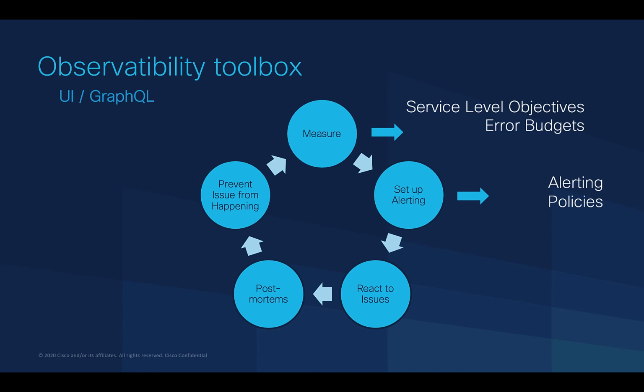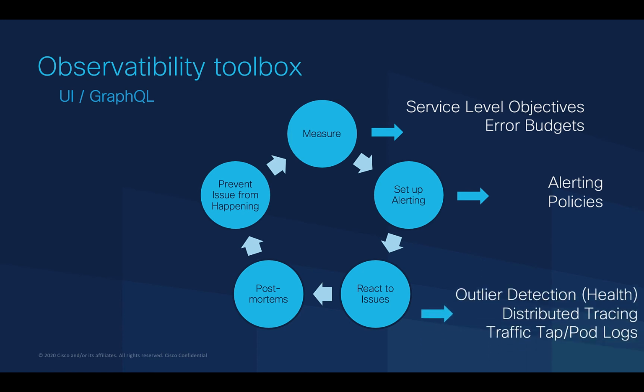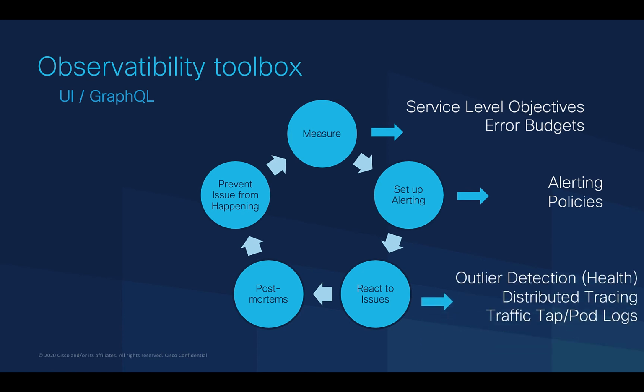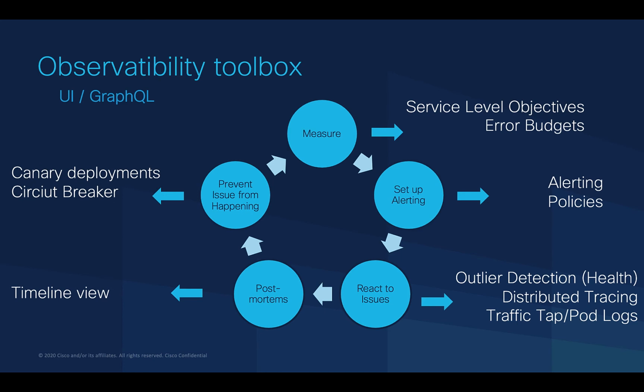So you want to be alerted when there is a projection that the error budget might reach your configured error budget, and then you want to reduce the downtime by taking advantage of outlier detection, distributed tracing, traffic tapping, and pod logs, which are provided by SMM. And for upgrade to a new version, you can reduce your downtime by taking advantage of intelligent canary rollout, which is provided by SMM. Let's take a look at some of these capabilities.